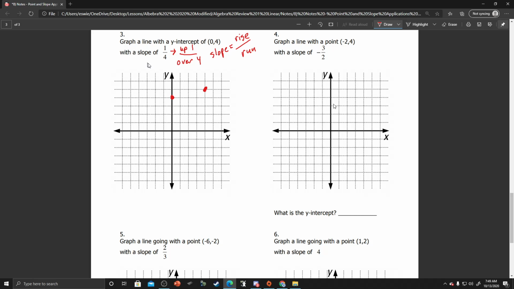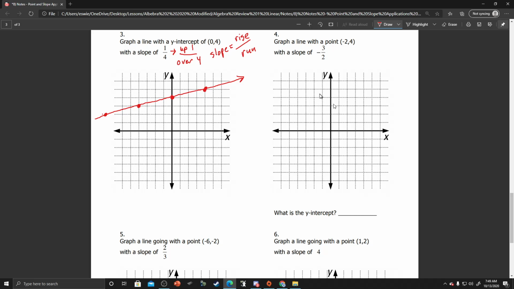Then I could also think of this the other way, right? 1/4 is equal to -1 over -4. So down 1 to the left 4. And this is my line. And if I look at it from right to left, I'm going up 1 over 4 every time. So you could try it with this one. Maybe we'll do this one together.